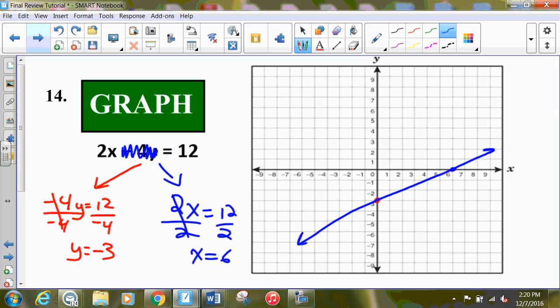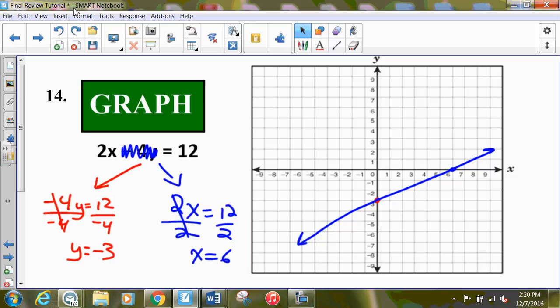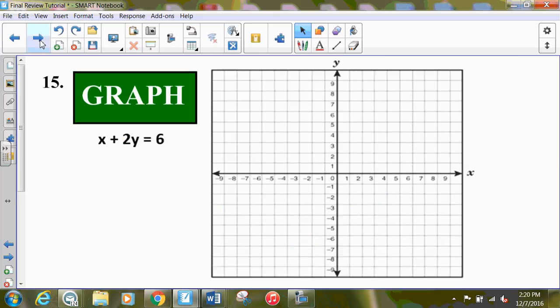Now, on the final, you're not going to be able to graph, but what you will be doing, sorry, I'm checking the time, what you will be doing is picking from 4 different graphs and finding the graph that we just graphed.